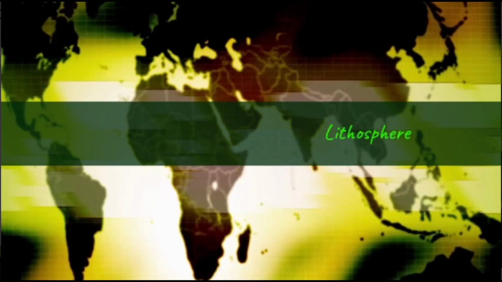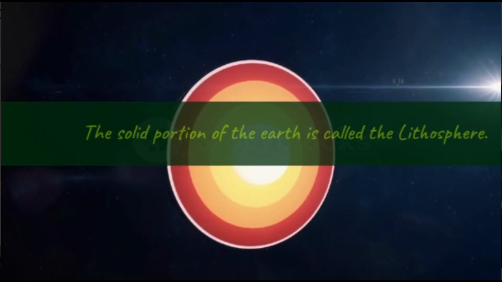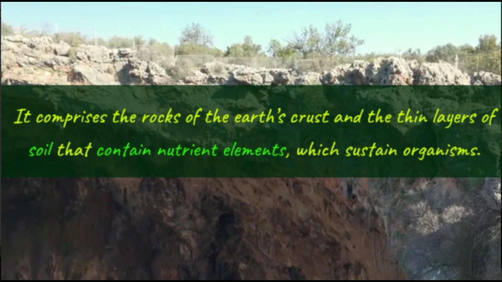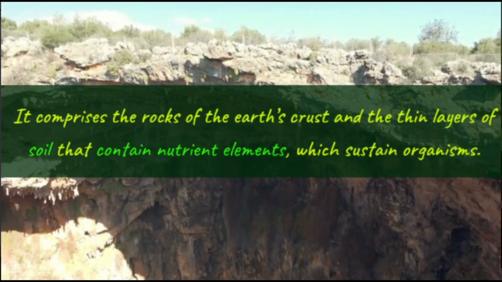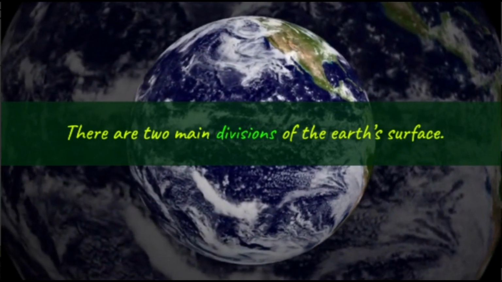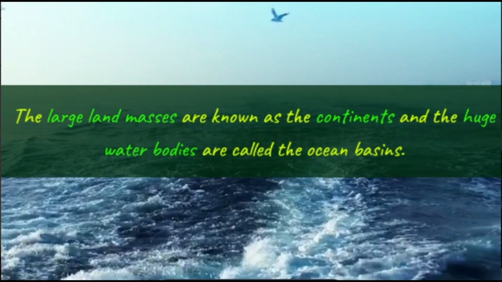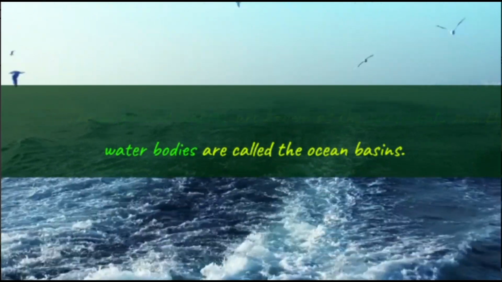life. Lithosphere. The solid portion of the Earth is called the lithosphere. It comprises the rocks of the Earth's crust and the thin layers of soil that contain nutrient elements, which sustain organisms. There are two main divisions of the Earth's surface. The large land masses are known as the continents, and the huge water bodies are called the ocean basins.